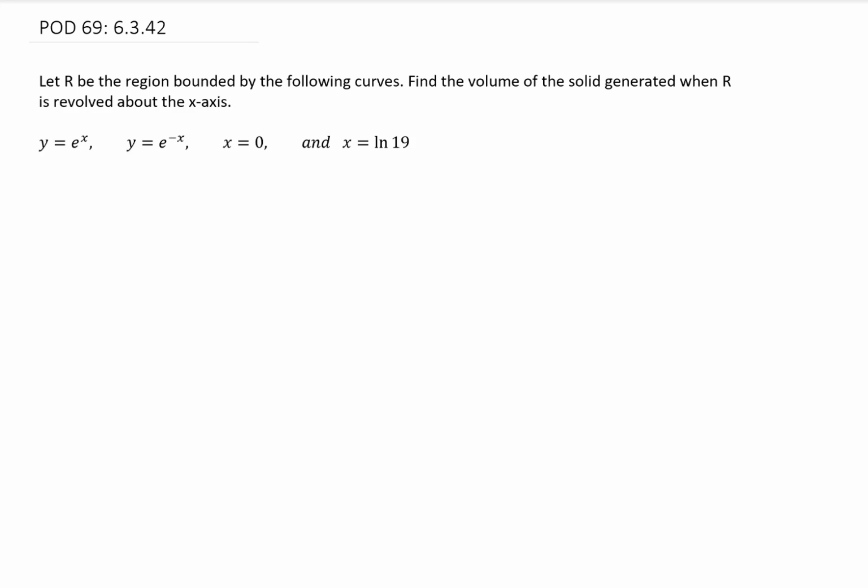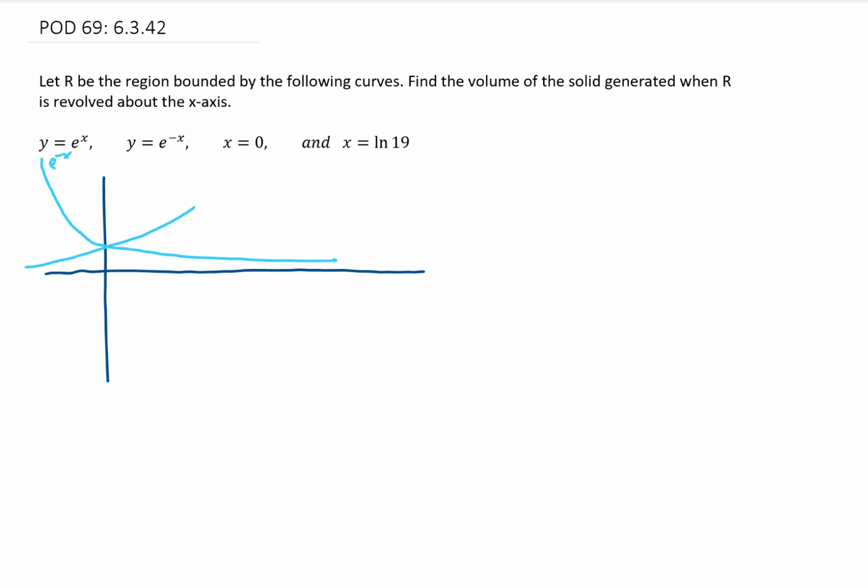We're going to rotate this region about the x-axis. Let's see if we can get a nice picture going. e to the negative x looks something like this. e to the positive x is going to look something like that. You'll notice that they both cross through the point (0, 1).